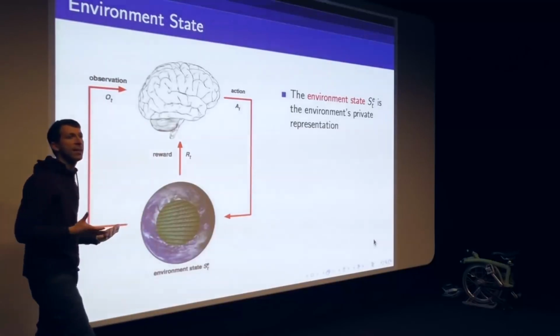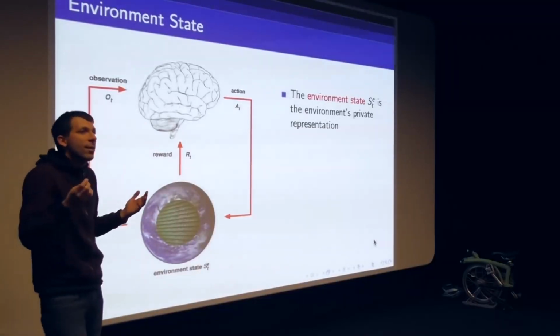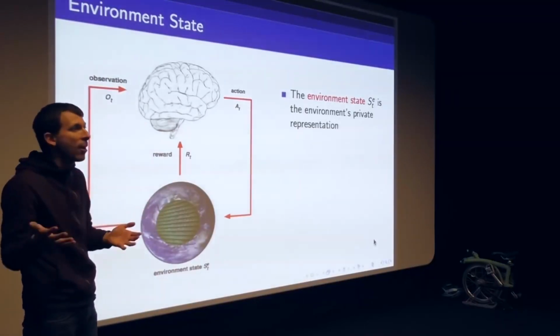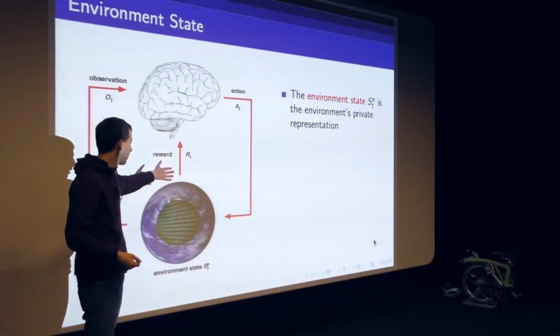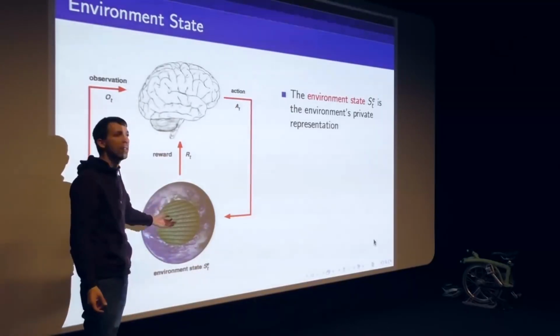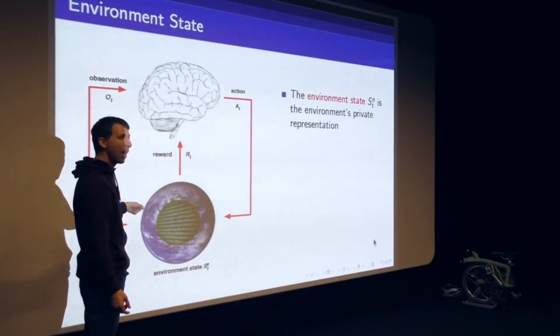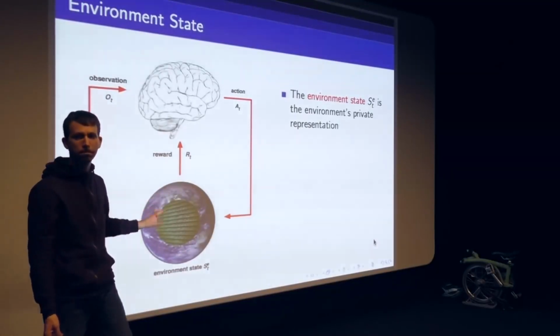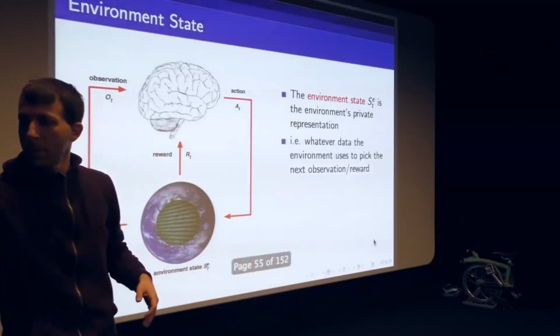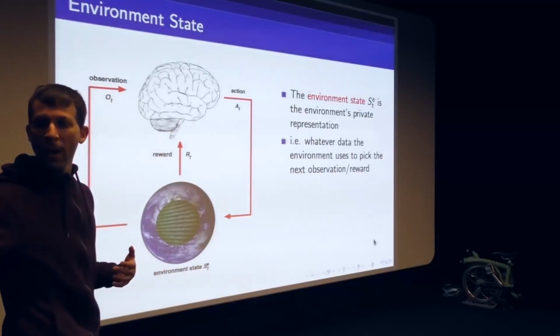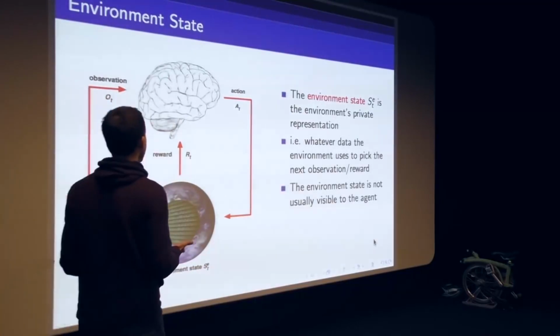And so we call that the environment state. This is literally, if you were to informally ask what state the environment is in, it's the set of numbers contained in here, the information that is necessary to determine what happens next from the environment's perspective. The special thing about the environment is that it's not usually visible to the agent.